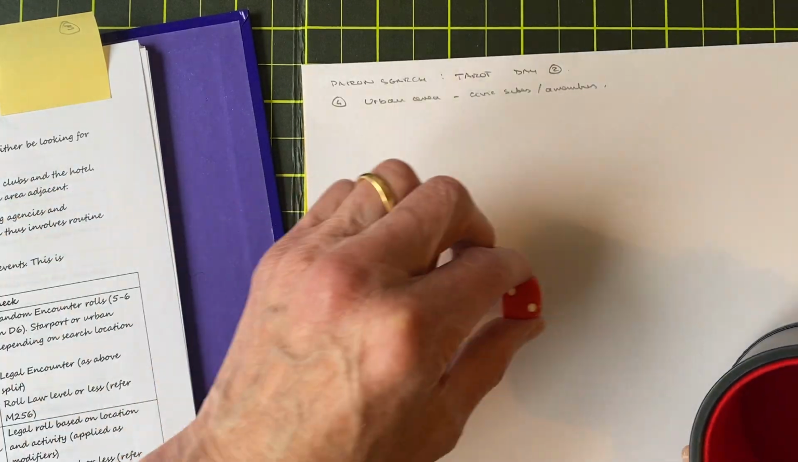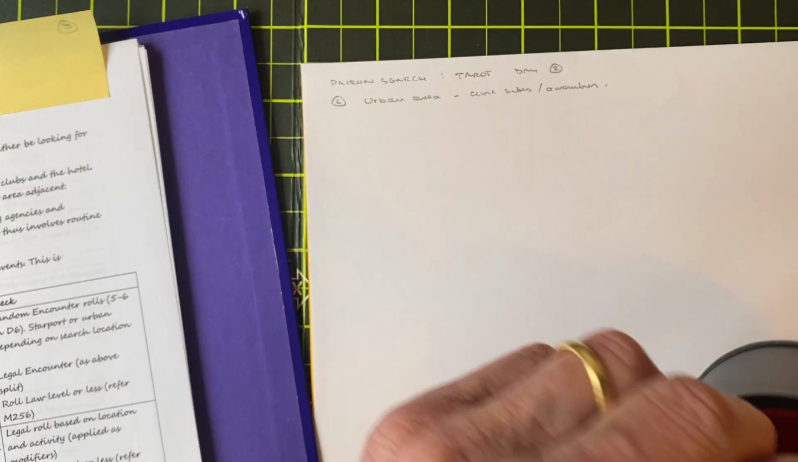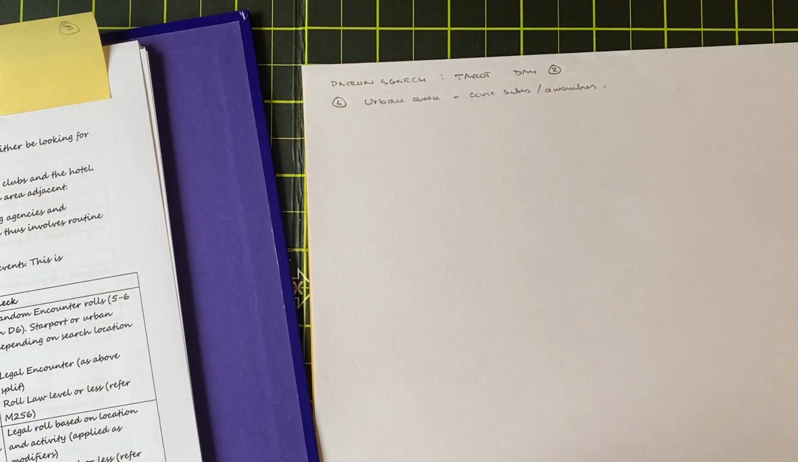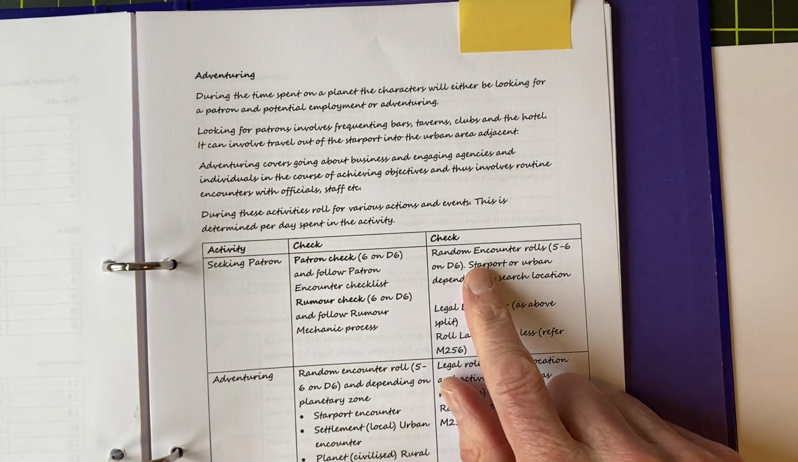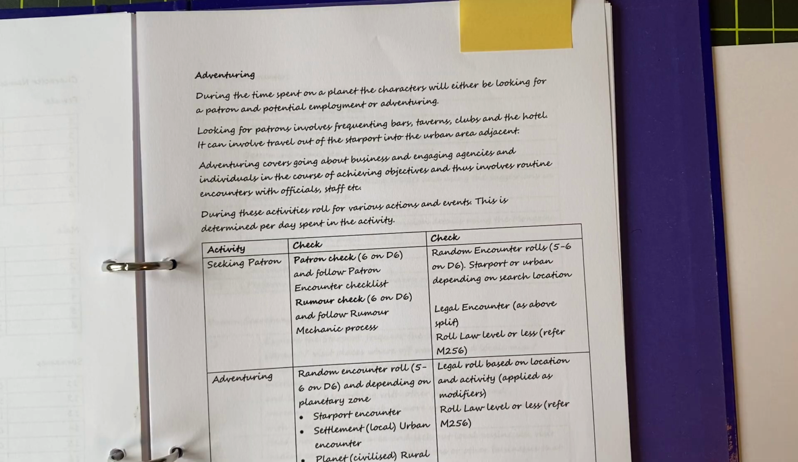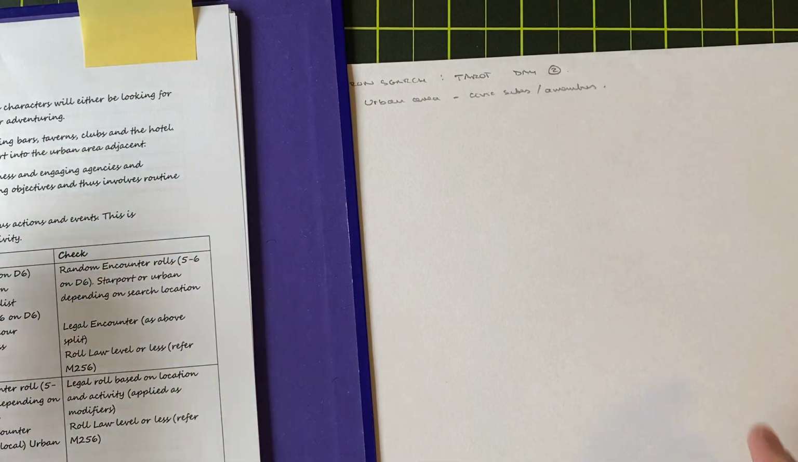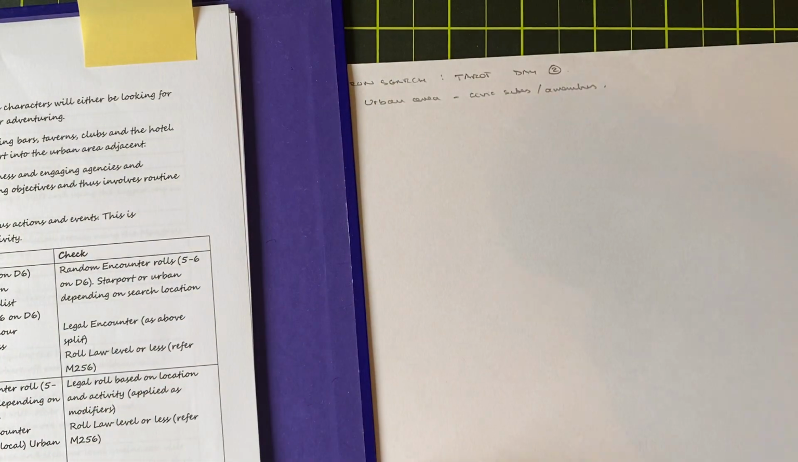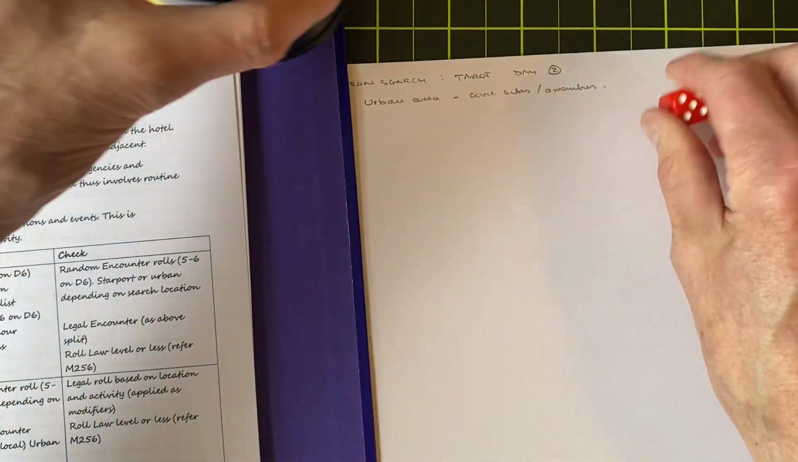So that's a 2, so no rumour. Okay, right, so there is a chance that we have a random encounter roll, which is a 5 to 6 on a d6. Okay, let's find out what that is. 5 or a 6 on a d6. Right, so we do have a random encounter.